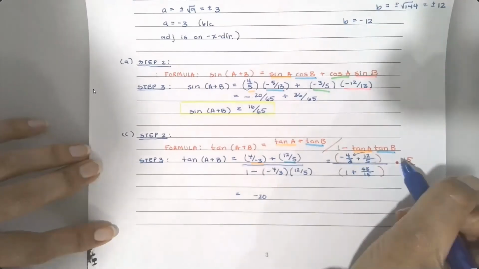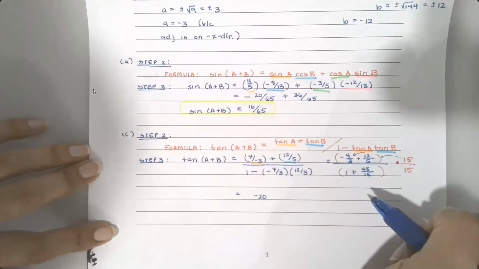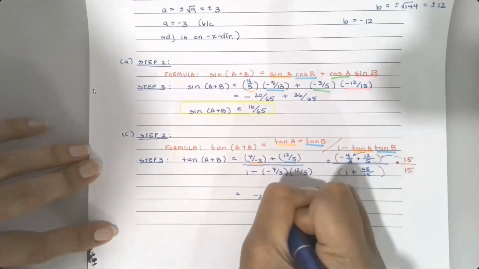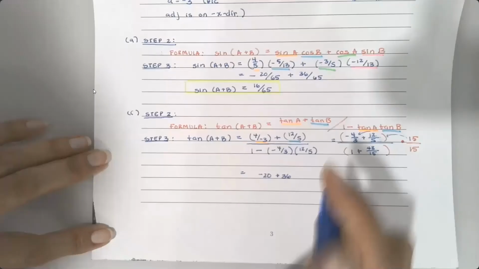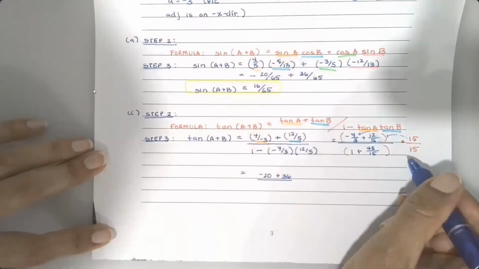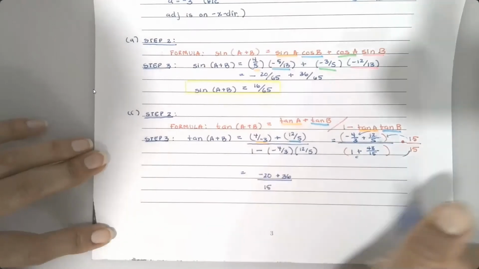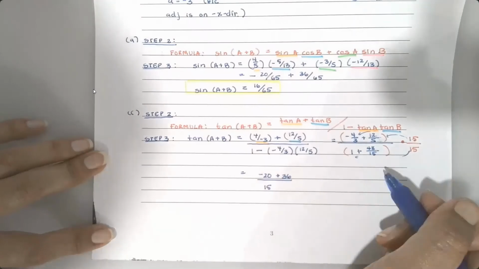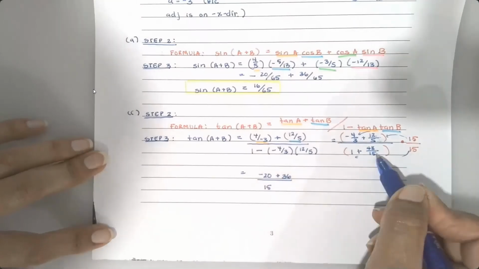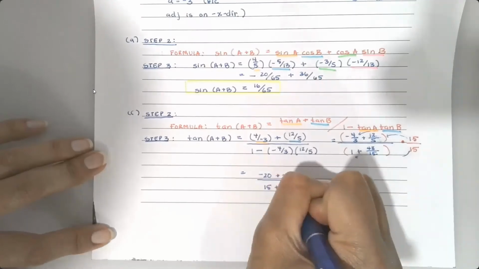Then 15 divided by 5 is 3. And 3 times a 12, that's a 36. So plus 36. Over, distribute now in the denominator. 1 times 15 is 15. And then 15 times 48 over 15, so that's 15 divided by 15 is 1. 1 times 48 is just 48. And so we get that.